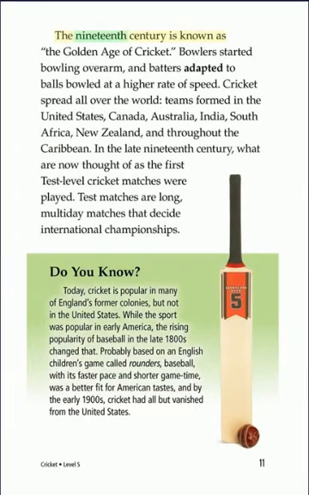The 19th century is known as the Golden Age of cricket. Bowlers started bowling overarm, and batters adapted to balls bowled at a higher rate of speed. Cricket spread all over the world. Teams formed in the United States, Canada, Australia, India, South Africa, New Zealand, and throughout the Caribbean.